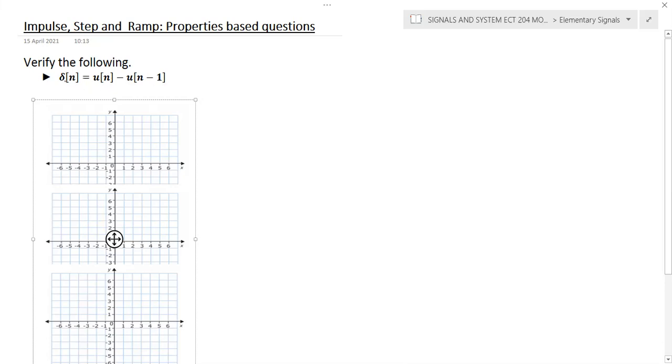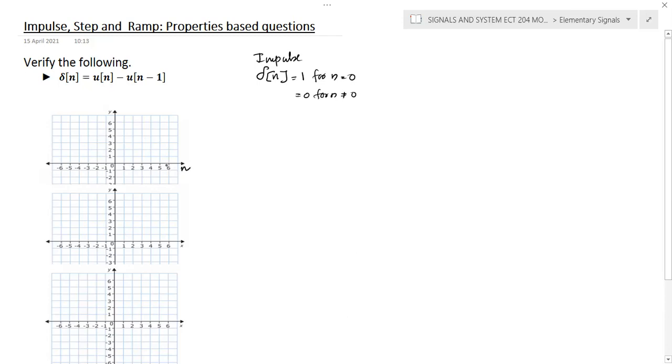of n minus 1. The del of n means it's a discrete time unit step impulse signal. So this is impulse signal del of n is equal to 1 for n is equal to 0 and 0 for n not equal to 0. So if you draw the discrete time sequence, then at n is equal to 0 the function magnitude is 1. Okay, so this is a discrete time sequence del of n.